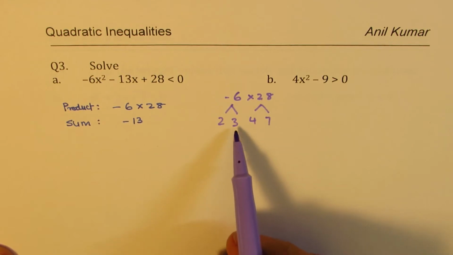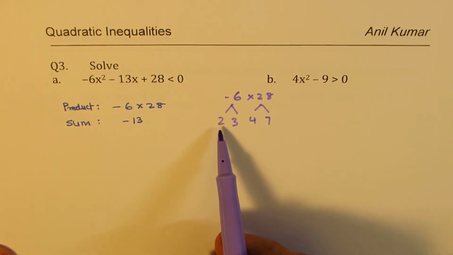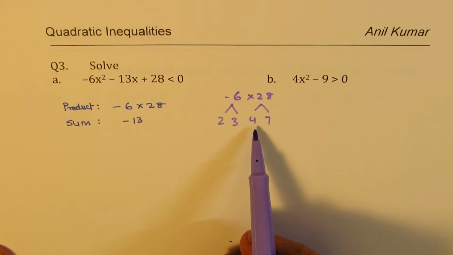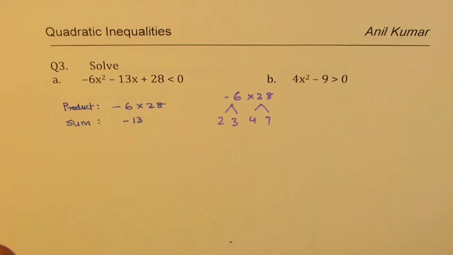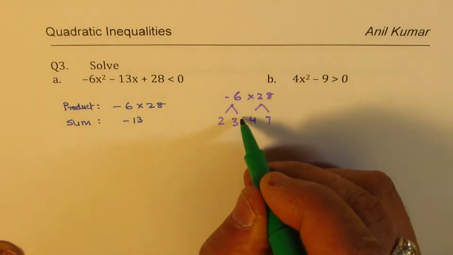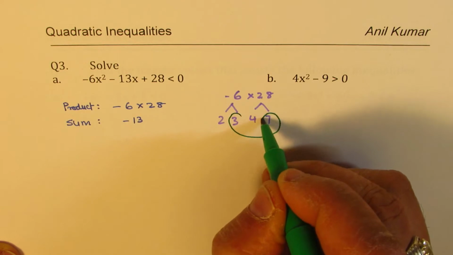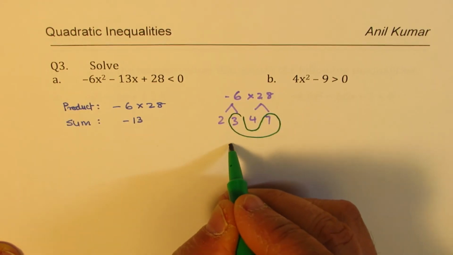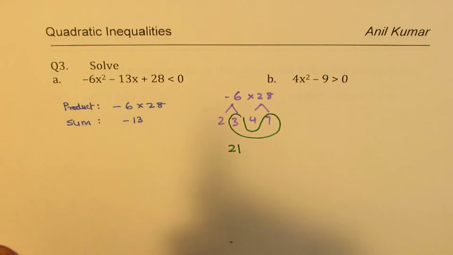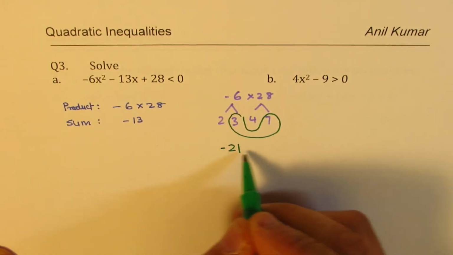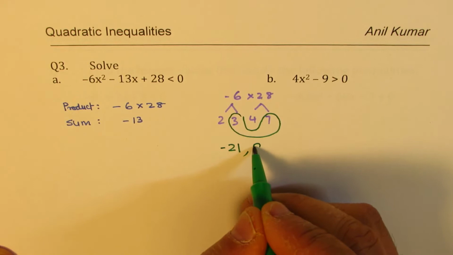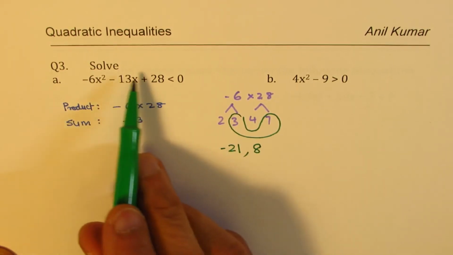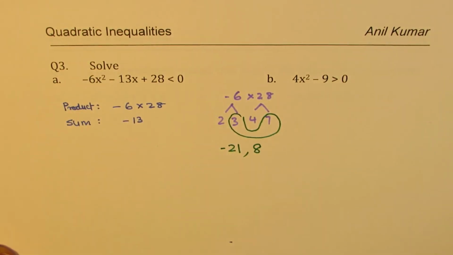Now, if I take 7 times 3, 21, as one number, and 4 times 2, 8, as the other number, then do I get minus 13? That is what we have to see. So if I do that, do I get minus 13? Yes, we do. So I will use 7 times 3 as one number, which is 21. Since we need negative, the bigger number will be negative. And the other number should be 4 times 2, 8, correct? So these are the critical numbers which can help us solve the given inequality.